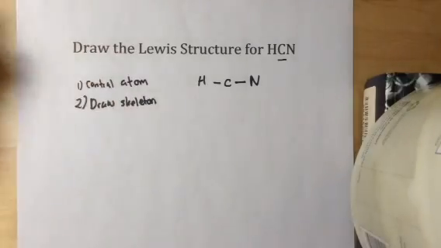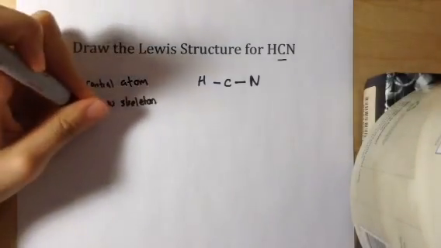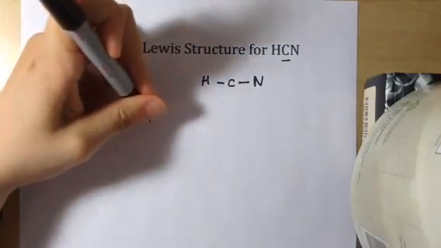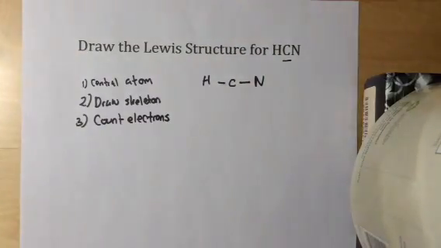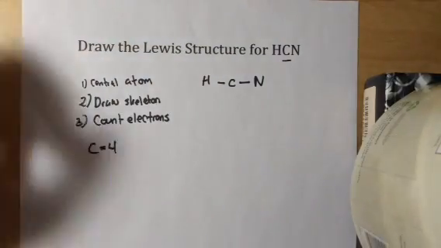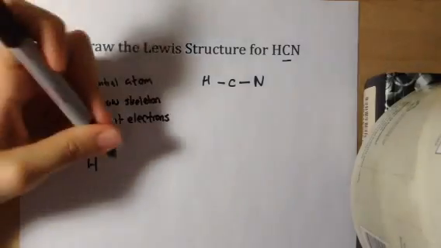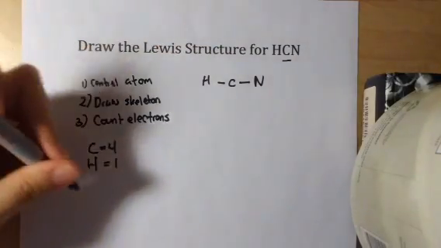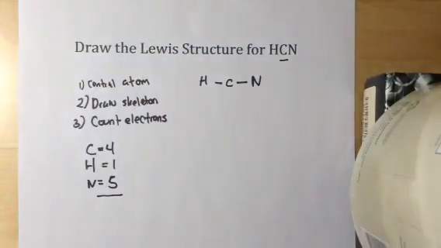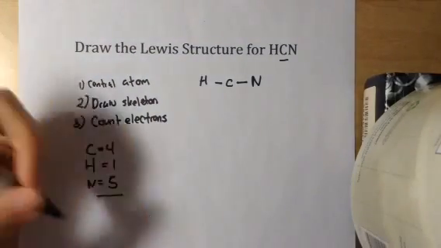Alright, step 3, count electrons. No matter what Lewis structure you're doing, that should be your next step, counting electrons. So carbon has 4 valence electrons, right? Hydrogen has 1 valence electron, and nitrogen has 5. So the total number of valence electrons available here is 10.